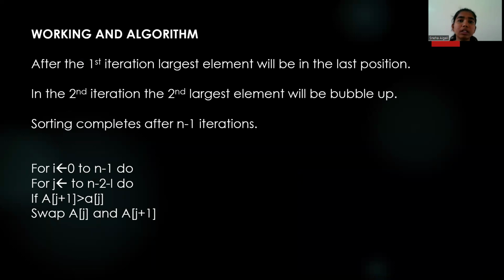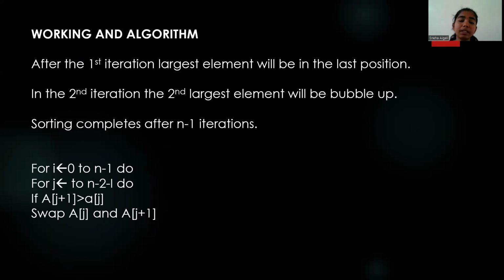Now here we have the working and algorithm for bubble sort. It says after the first iteration, the largest element will be in the last position. That is, after completing our first iteration, the largest element of our list, that is our array, will be found at the end position of the array. Then after the second iteration, the second largest element will be bubbled up. It continues till the array becomes sorted.